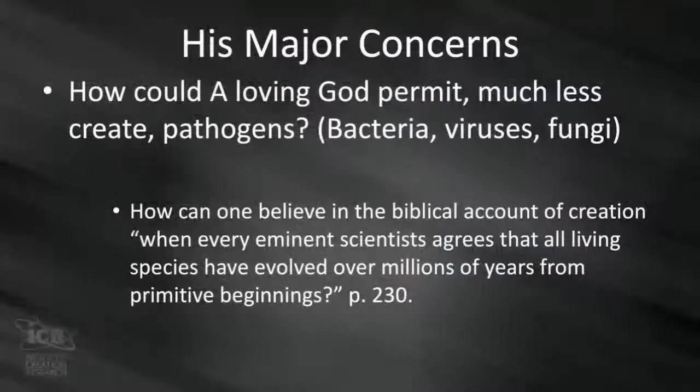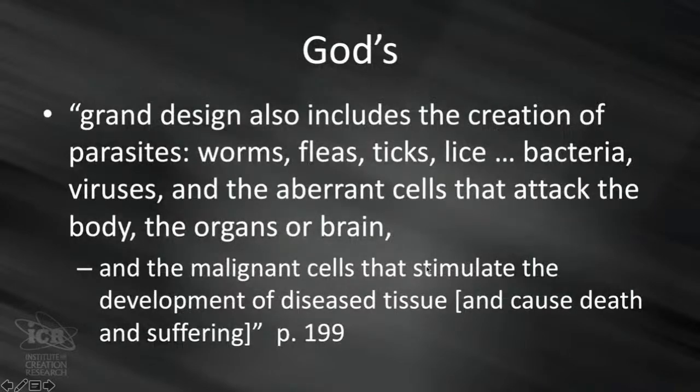One of the reasons he gave was evolution. How can one believe in the biblical account of creation when every eminent scientist agrees that all living species have evolved over millions of years from primitive beginnings? So that's one reason, which we won't cover tonight. But he also said God's grand design also includes the creation of parasites, worms, fleas, ticks, lice, bacteria, viruses, and the aberrant cells that attack the body, the organs, or brain. In other words, cancer cells. And the malignant cells that stimulate the development of diseased tissue and cause death and suffering.